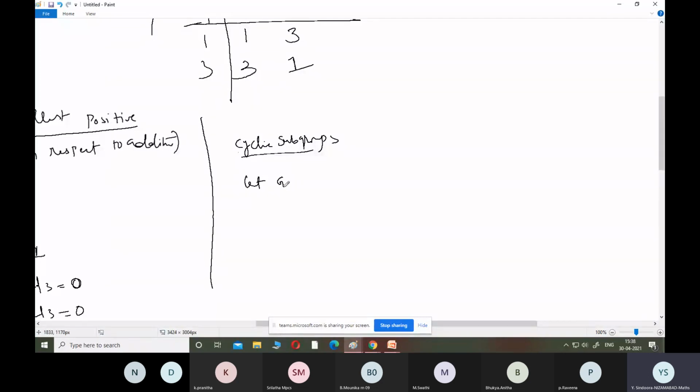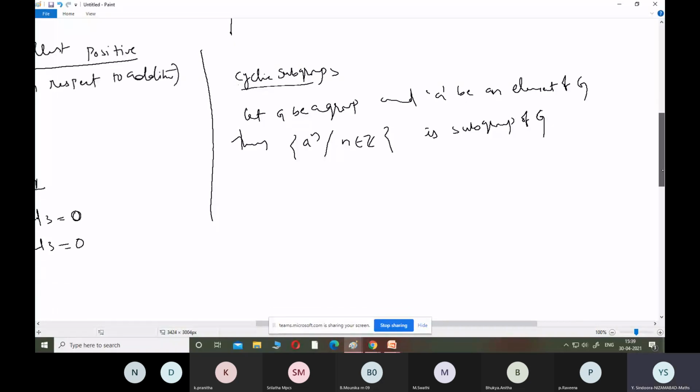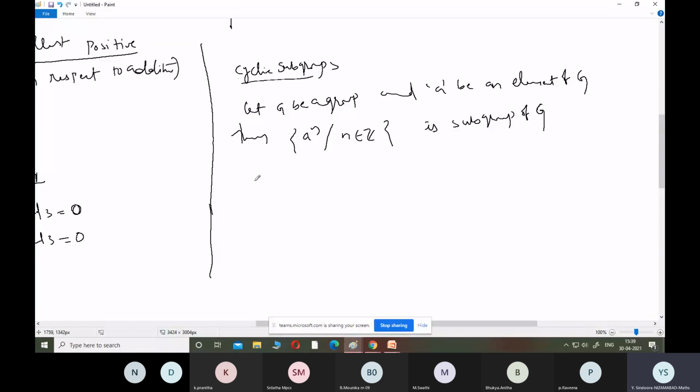Let G be a group, and A be an element of G. Then the set A power n such that n belongs to Z is a subgroup of G. For example, if I have taken Z10, I'm taking an example here.